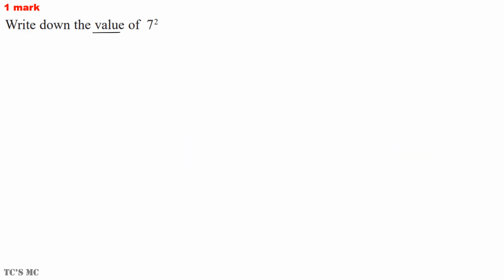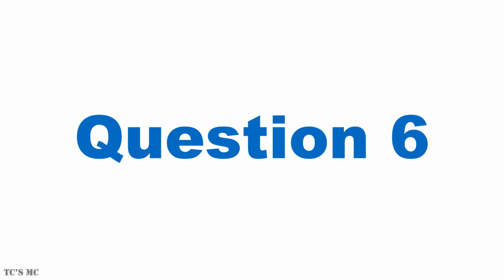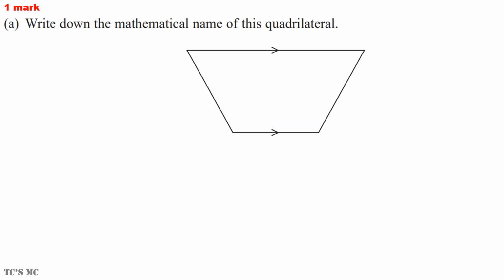Write down the value of 7 squared. 7 squared means 7 multiplied by 7. It says the value, so we need to say 49 as our answer. And that is all we need to write for 1 mark. Write down the mathematical name of this quadrilateral. As there is only 1 pair of parallel lines, this shape is called trapezium. And that is all we need to write for 1 mark.